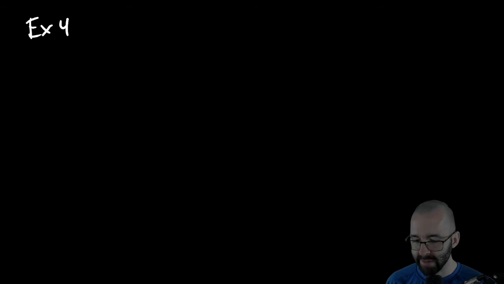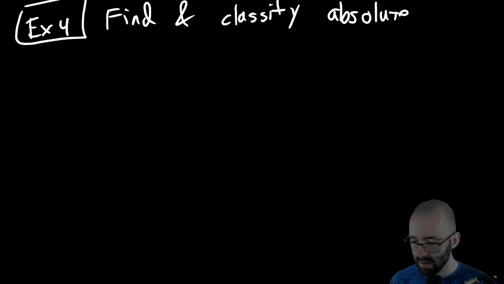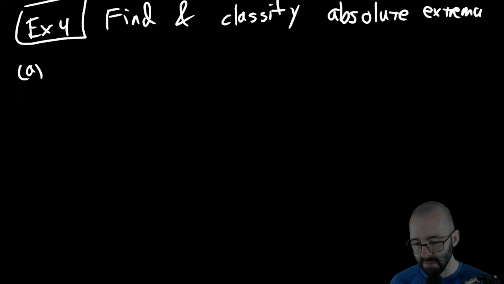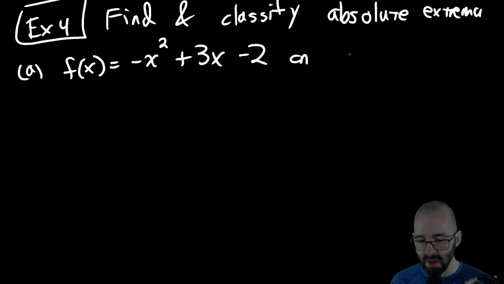Let's do example 4. Find and classify absolute extrema. So if it's a closed interval, you just find the biggest and the smallest. Find all of our candidates and then pick the winner. Part A, I'll add a part C to make this a little bit more clear: f of x equals negative x squared plus 3x minus 2 on the interval 1 to 3.